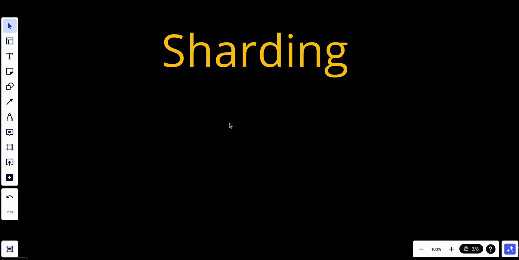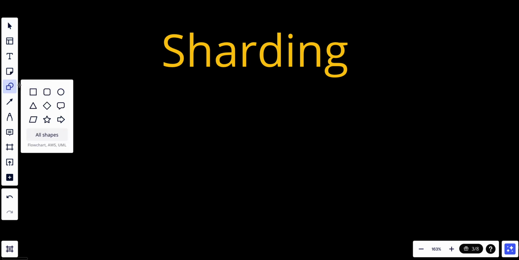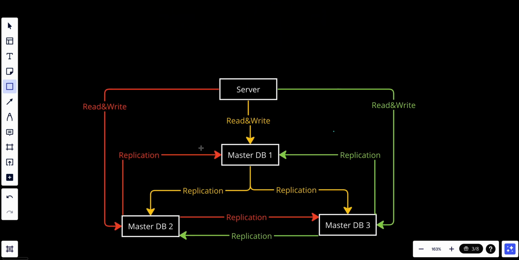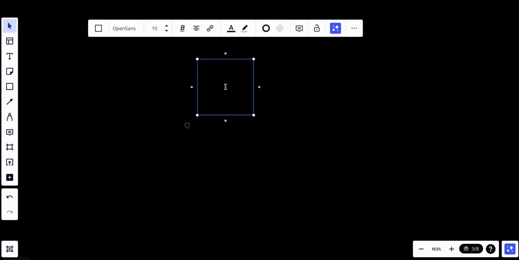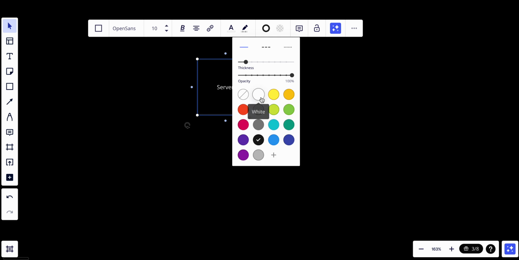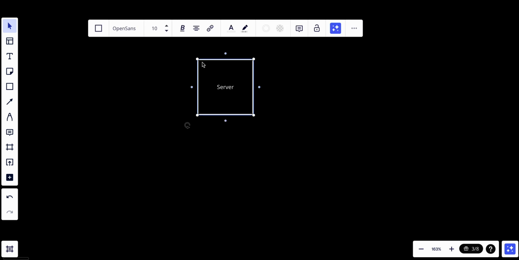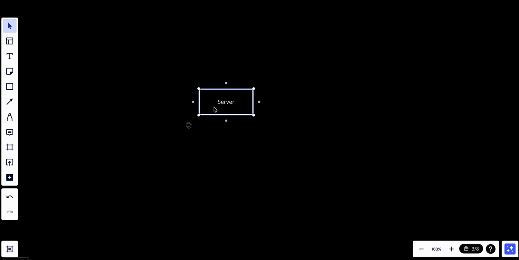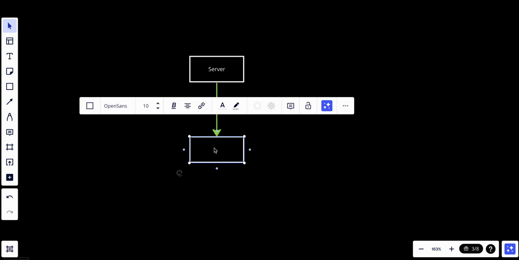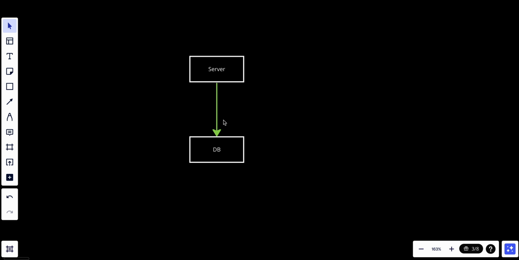Today we'll talk about sharding. So let's say that we have a server, and this server is connected with a database. And the server is trying to store all the information in the database, as always.